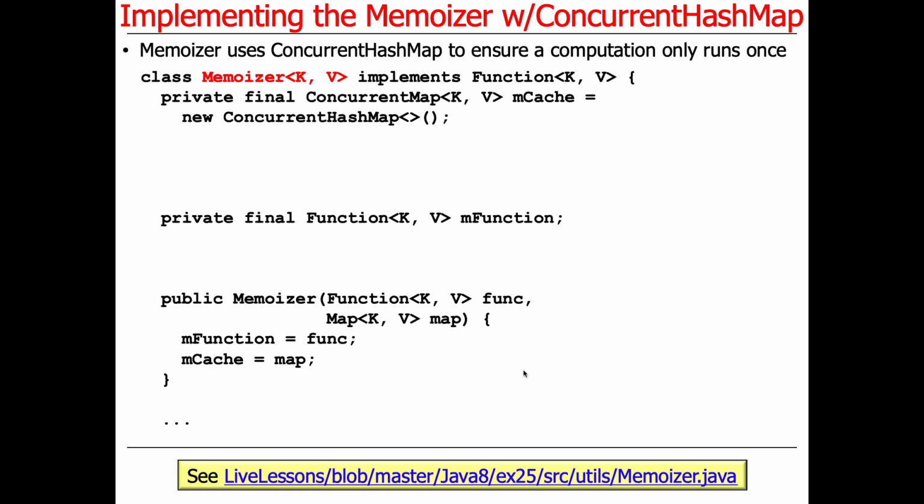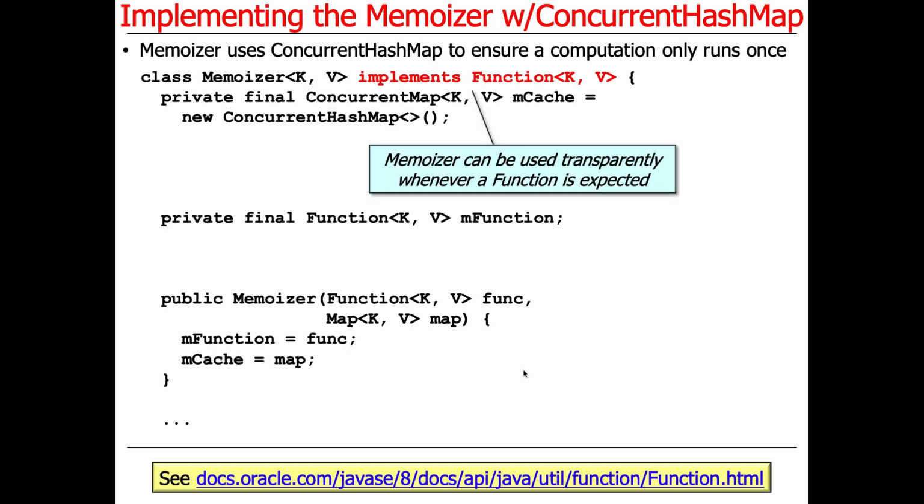So here is the skeleton of the memoizer class. You can see that class Memoizer is a good old generic, so it has a key and value that's parameterized. It implements Function, and that means that you can use a memoizer transparently whenever a function is expected. So if you have an interface that expects to take a function, you can pass a memoizer to it, and that'll transparently optimize the lookups so that repeated keys don't have long-running computations associated to fill their values. You just look up the result and get it back after the first time it's called.